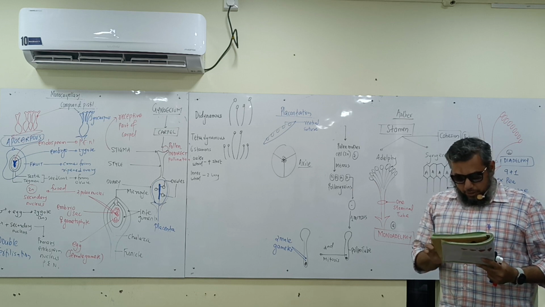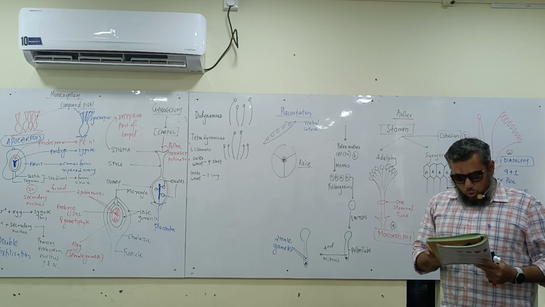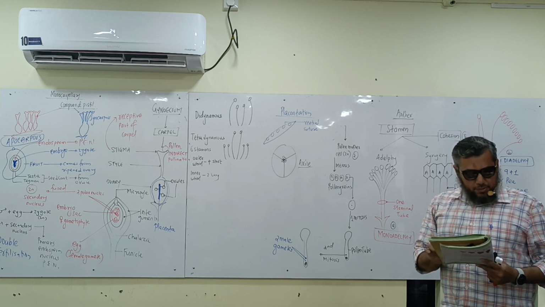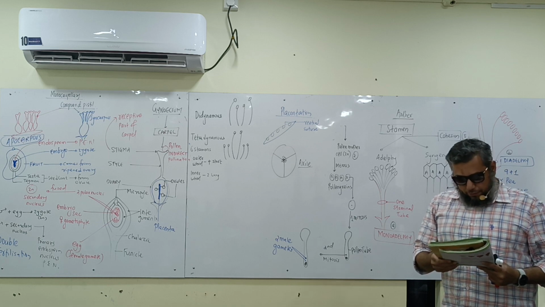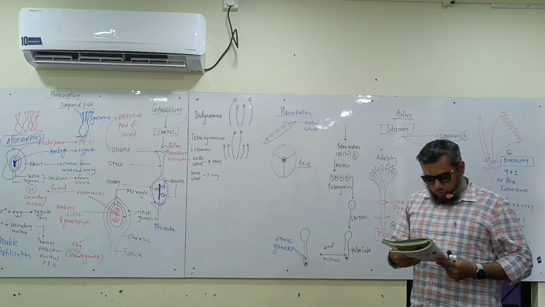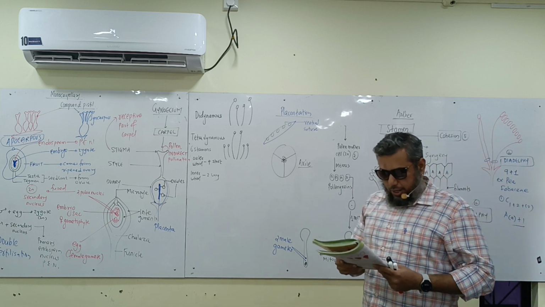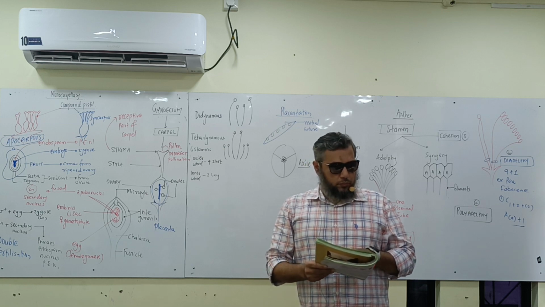Here also it is a unilocular ovary, and the ovules are borne on the central axis. Is there any septa present over there? No. That is called as a free central placentation. What do you call it? Free central placentation. Examples: dianthus and primrose.